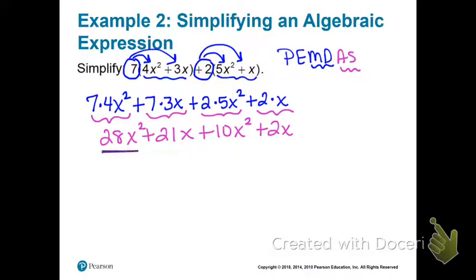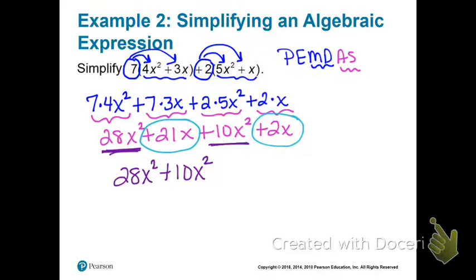So I see I have 28x squared. I also have a 10x squared. So I'm going to write that down here. So 28x squared plus the 10x squared. I see that I have a 21x, and I also have a 2x. So the plus 21x plus the 2x.